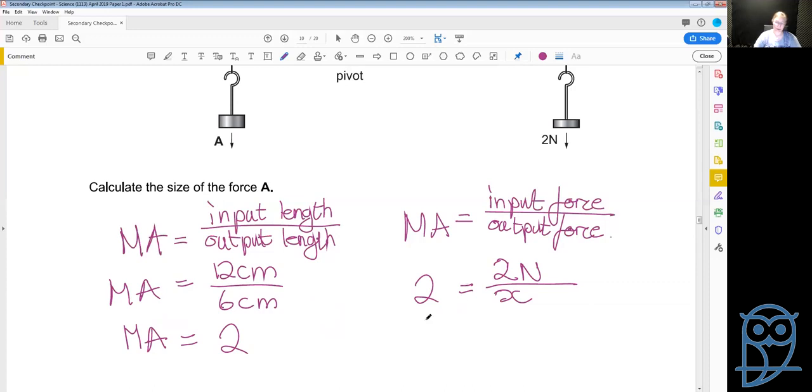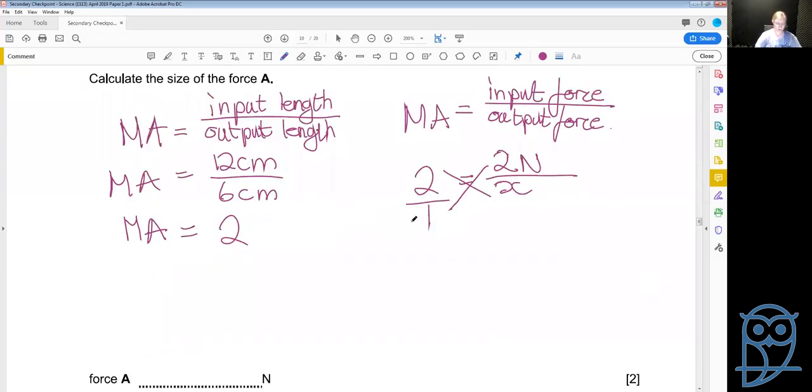Okay, so now what do we do? We need to find x. So we can multiply across, because this will be 2/1 technically. There's lots of different ways of working this out. So we have 1 times 2 newtons, so we get 2 newtons, and 2 times x, so we have 2x. So we divide by 2 on both sides, so we have 1 newton is x. So our output force will then be 1 newton.